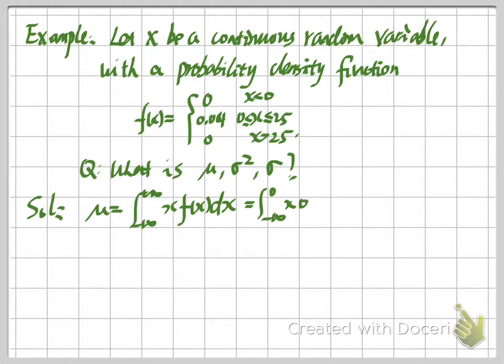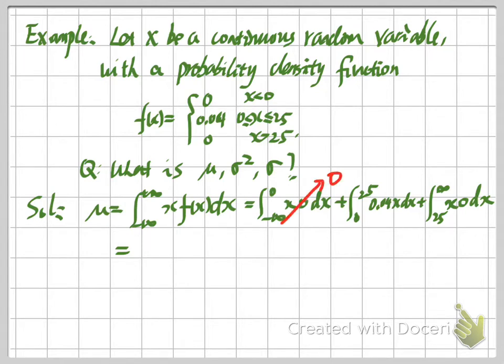So when x is smaller than 0, this is just x times 0, right? And when it's between 0 and 25, this is x times 0.04. And when x is larger than 25, this becomes x times 0 again. So by our property, we know the first term and the third term are both always equal to 0, because the function we integrate there is actually 0. So the question becomes just the integral from 0 to 25 of 0.04x dx.